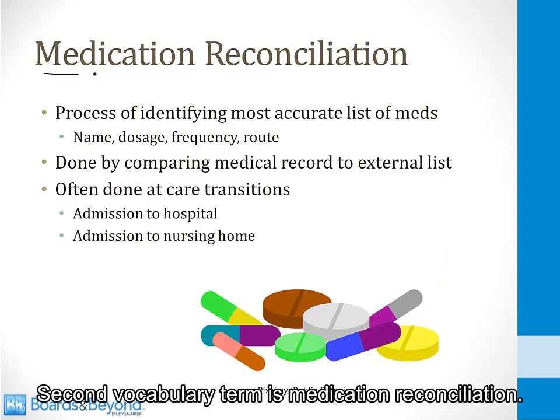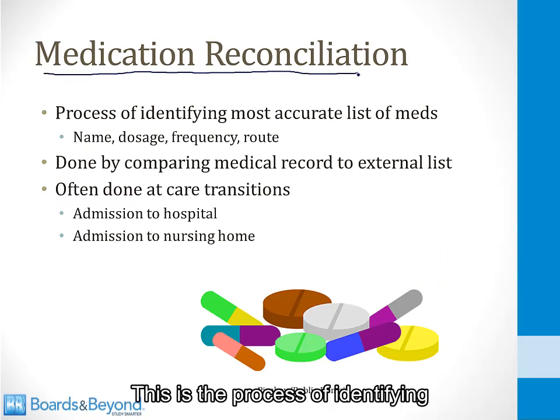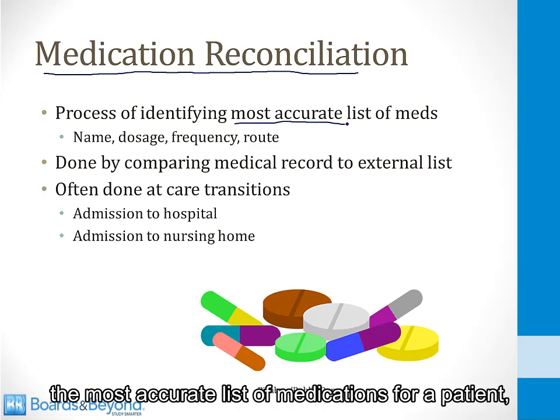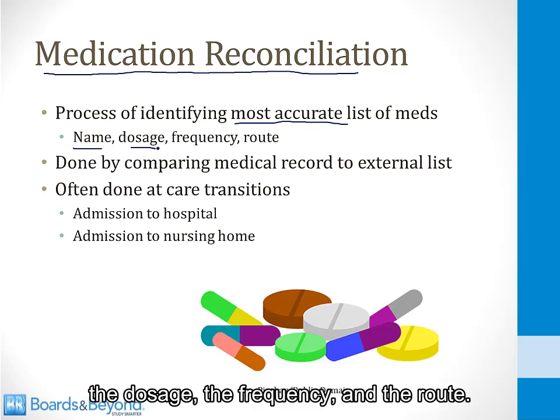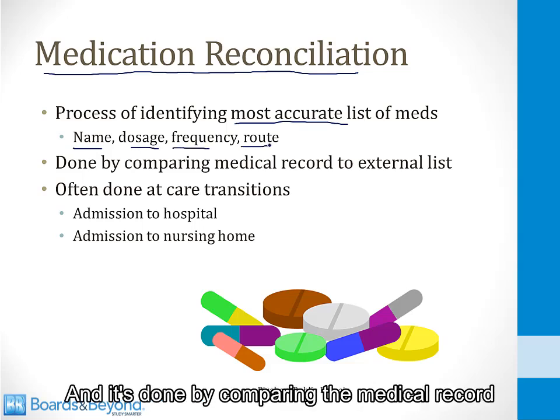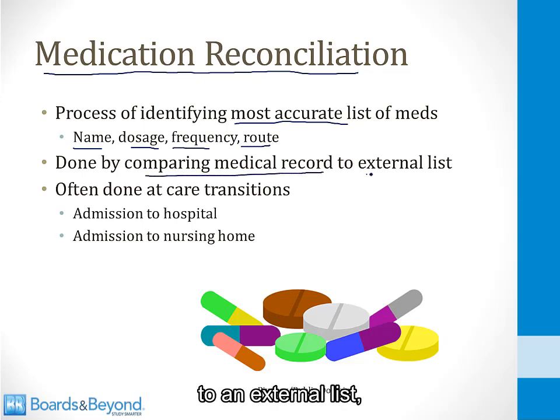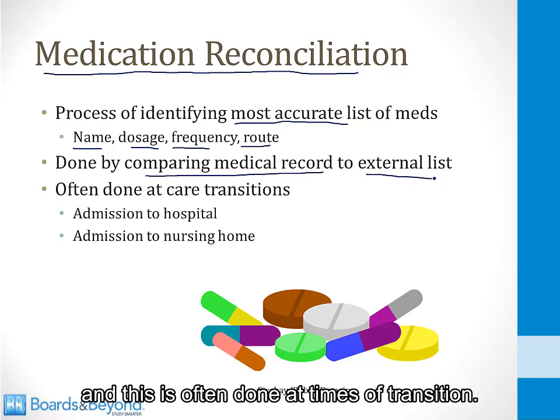Second vocabulary term is medication reconciliation. This is the process of identifying the most accurate list of medications for a patient, including the name of the drugs they take, the dosage, the frequency, and the route. And it's done by comparing the medical record to an external list. And this is often done at times of transition.